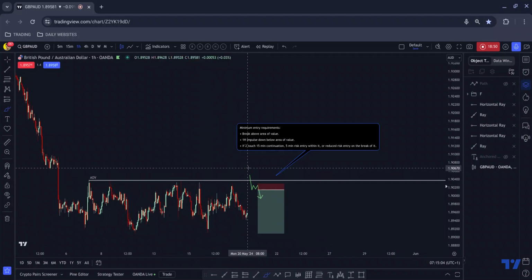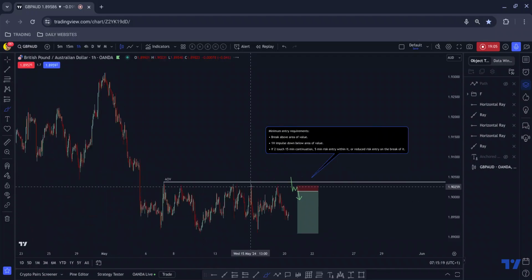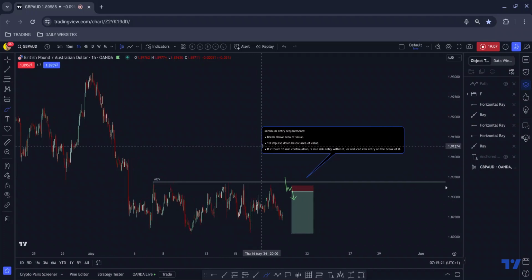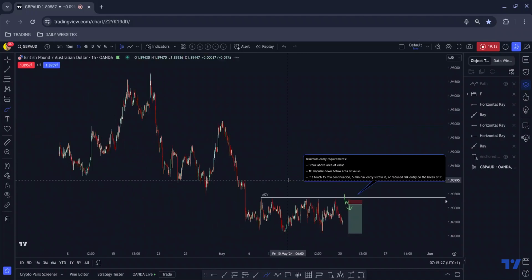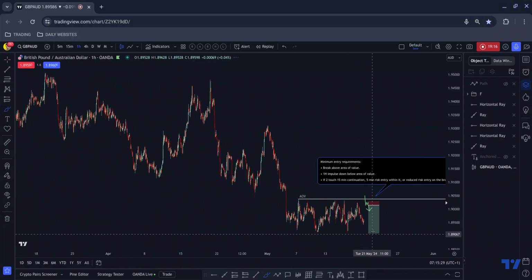So I'll be looking for specifically a break above, because if we are pushing to the downside, then after all these little taps into the area, or more or less taps into the area, we likely need to break above to take out the liquidity that is sat just above, okay, for this to move to the downside. And then I'll be looking for, once again, a 15-minute continuation, and then I would look to get short on the break or within it, with a 5-minute risk entry, and then I would manage it.